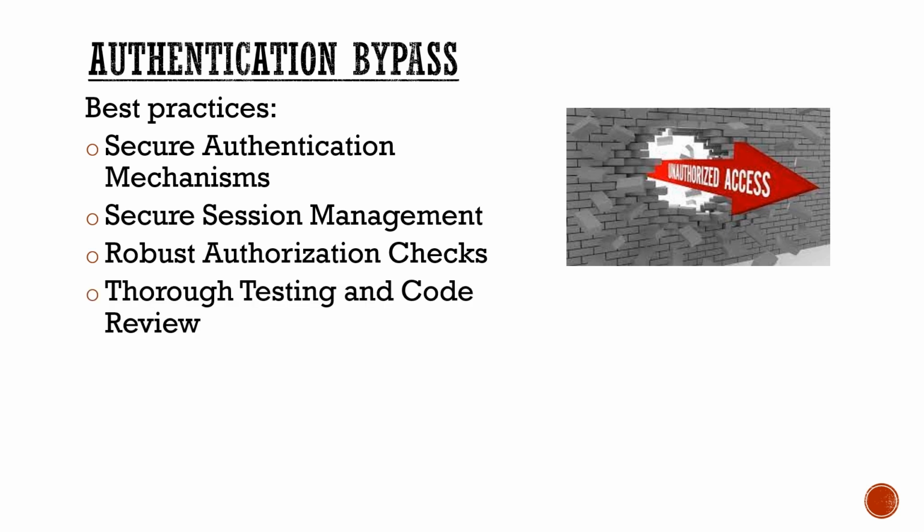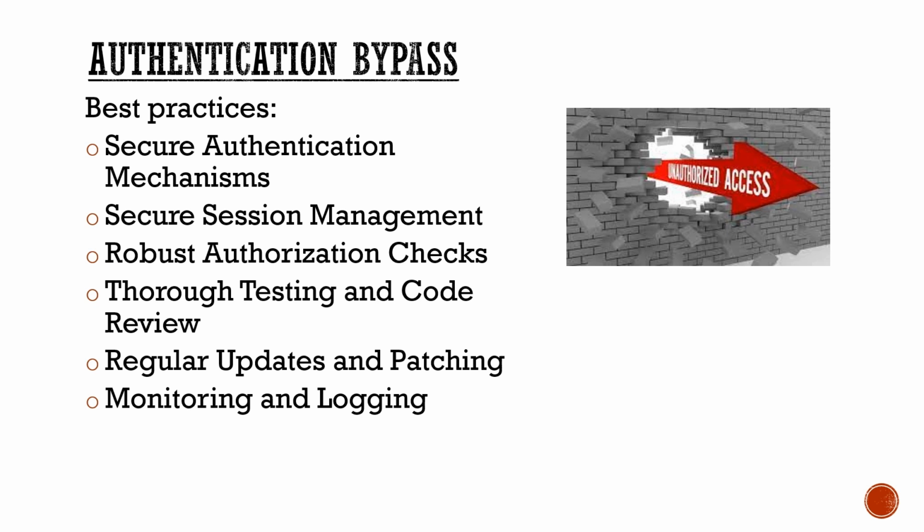Thorough test and code review. So you conduct a comprehensive security testing, including penetration testing and code reviews to identify and address potential authentication bypass vulnerabilities. Regular updates and patching. So you keep all software frameworks and libraries up to date with the latest security patches to address known vulnerabilities. Then we have monitoring and logging. Implement robust monitoring and logging mechanisms to detect and respond to any suspicious or unauthorized access attempts.